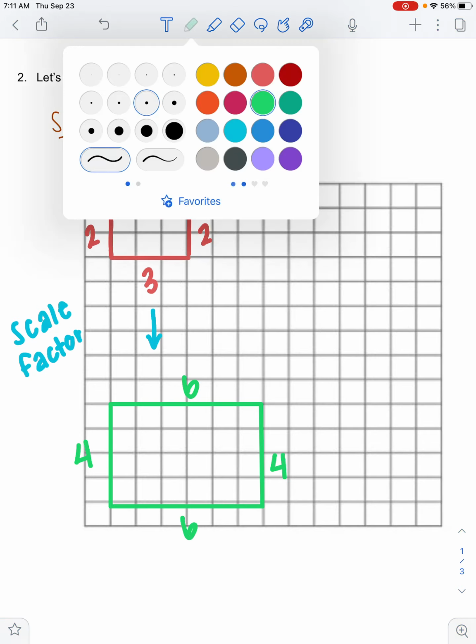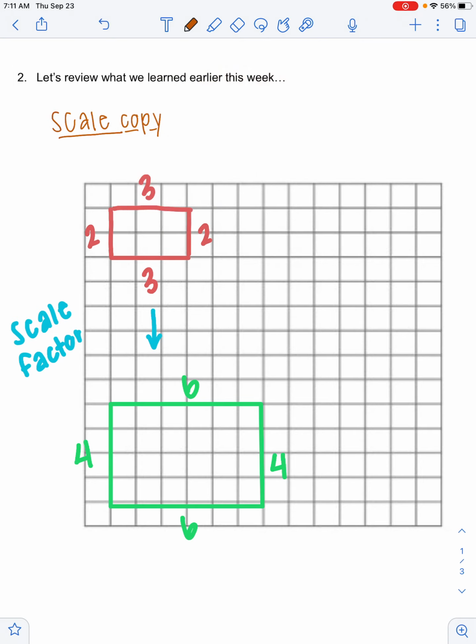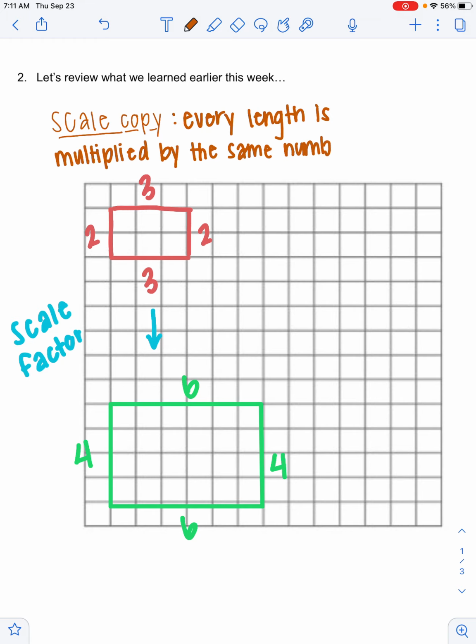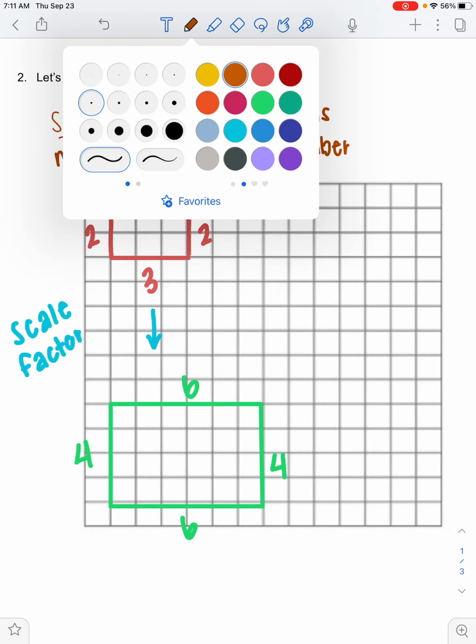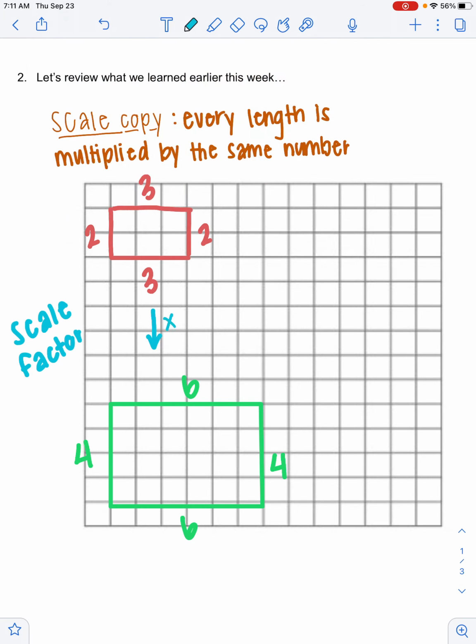Now remember, a scaled copy is a copy where every length is multiplied by the same number. That number does not have to be 2. So in the example that I just showed you, we saw a scale factor of 2, which is what we've worked with most commonly so far. But that scale factor could really be anything.